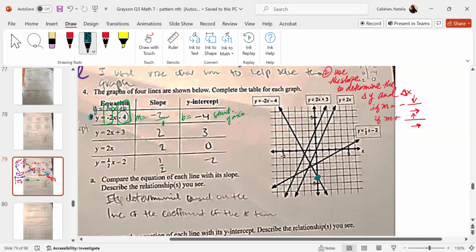What color are you going to use? I put a dot in my color next to the line so I know which one it is. Then your slope is -2, which means you go down 2 to the right 1. But I'm running out of space, so I go up 2 to the left 1, up 2 to the left 1. Then I connect my dots, and this is my line. It's important to use colored pencils. So go ahead and do that, and I want you to do the same thing for the other 3.